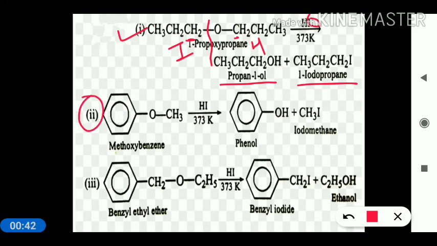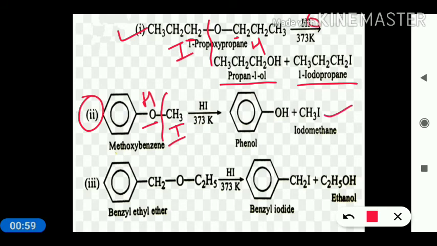In the second case, as I told you, oxygen is bonded with the benzene ring. So H will go on the oxygen to form phenol as one of the products, and a 1 degree alkyl halide will be the next product.